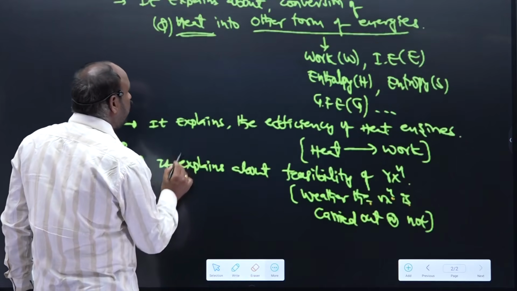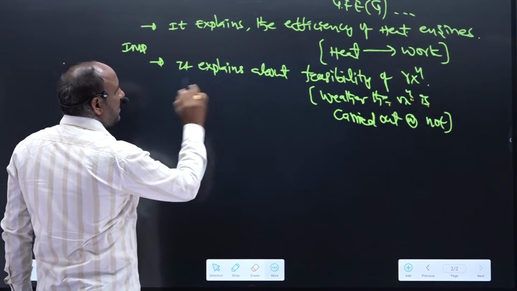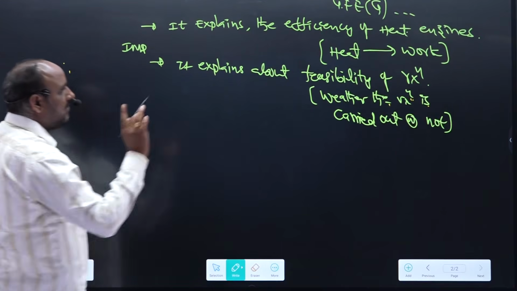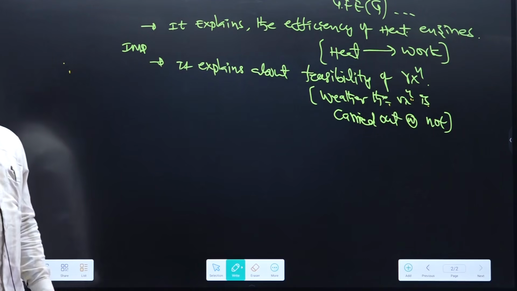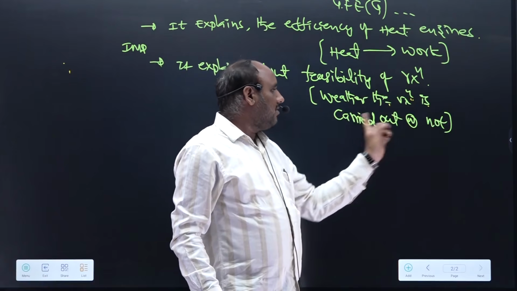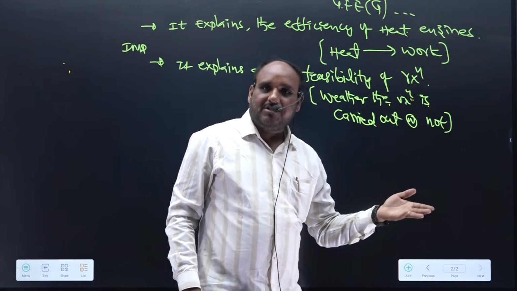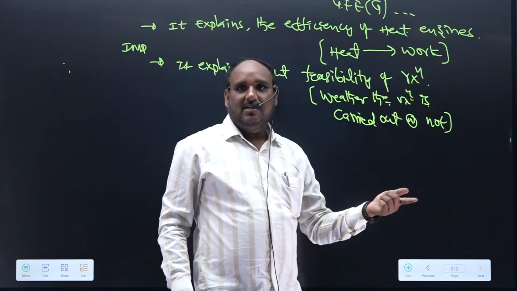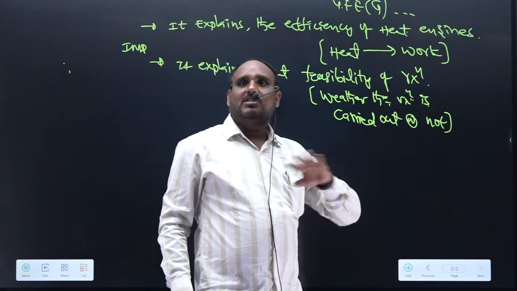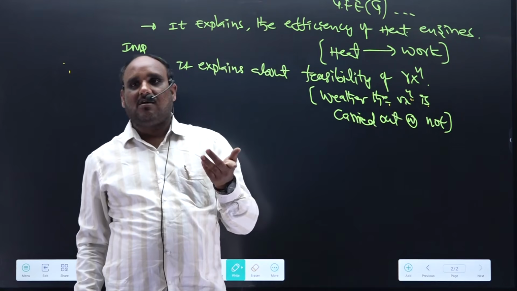So the important thing is, it explains about feasibility of the reaction. Feasibility of the reaction means whether the reaction takes place or not. If there is a reaction, there is a feasibility. If there is no reaction, there is no feasibility. Means whether the reaction is taking place or not.